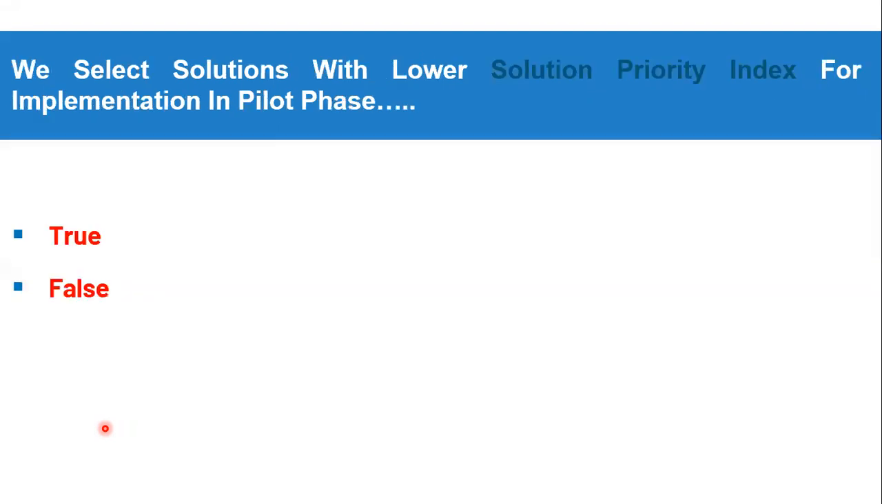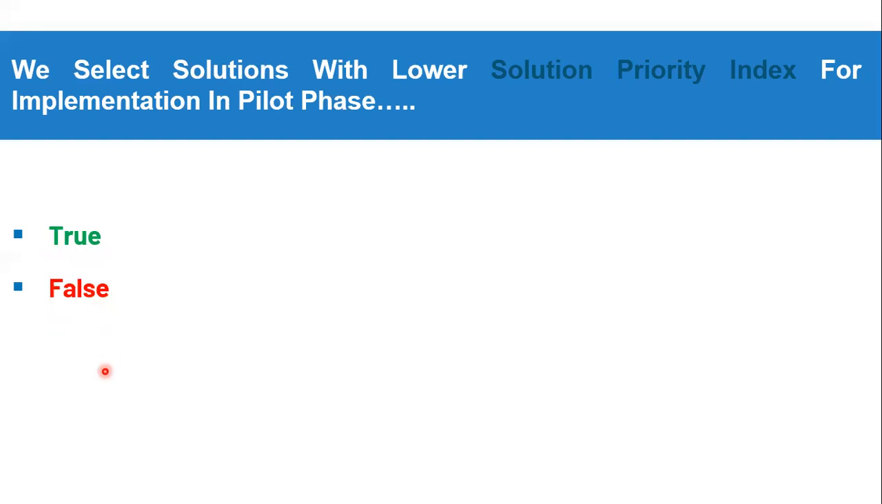Next, we select solutions with lower solution priority index for implementation in the pilot phase. And the answer is, is it true? Are we going to select the low one? No, the answer is false. You have to choose false. I decided to just give this flavor right now. I just want to check whether you are tracking the video properly or not. No, the answer is wrong. We don't select the lower solution priority index. We always select the higher solution priority index. So the answer is always false. So for the time being, we'll consider red is right, not green is right now.